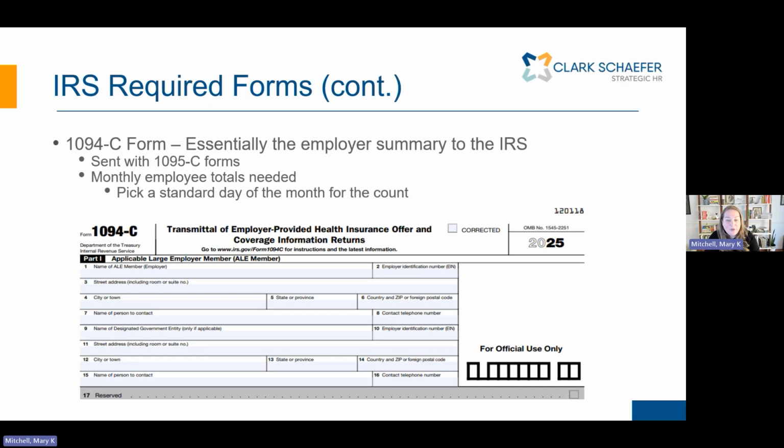So when I say we want to make sure we're giving monthly employee totals, I always say pick a standard day of the month for the count. That makes it easier for you when it comes down to either reporting the data or having to explain it later on if you get an ESRP. I usually go with the first of the month, just pull it straight out of the HRIS system to confirm those totals are correct.